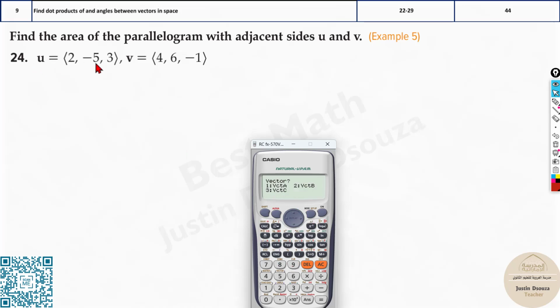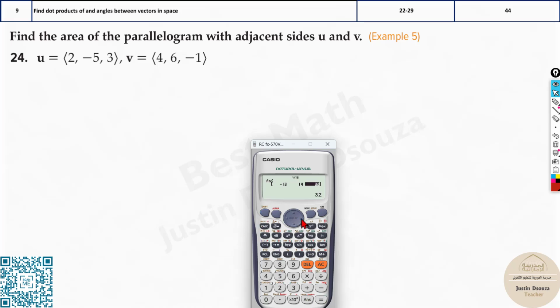Mode 8, let's put in the first vector, that's 1. Dimensions are 3. It's 2, -5, and 3. What about the next one? Press AC. Sorry, not mode again. It's shift phi 1 for the dimension. Second vector, and the dimensions again is 3. So then here we have to type in 4, 6, -1. Both are saved. Now shift phi, we have to do the cross product of these two. So I'll do vector 3, that is vector A, times shift phi and 4.